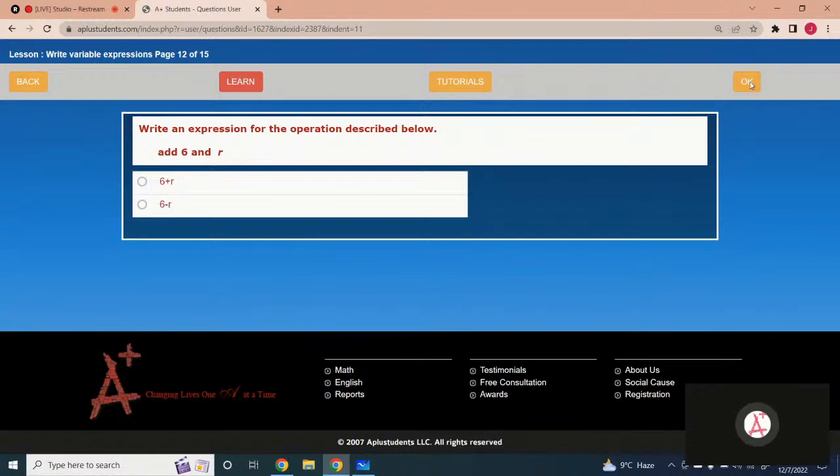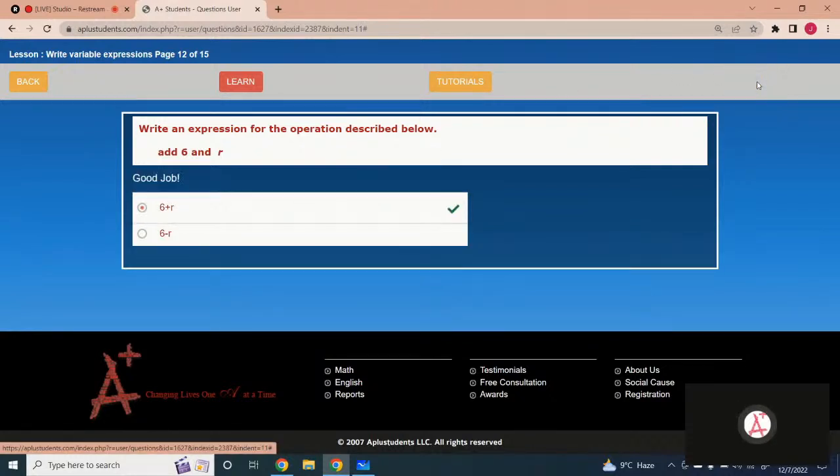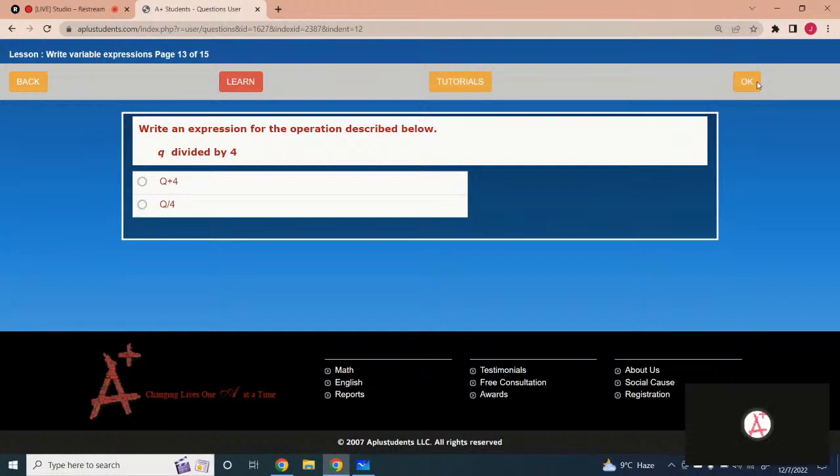Write an expression for the operation described below. Add 6 and R. So which option is the correct one? It would be 6 plus R. Got it? Just select the correct option, then click on the OK button. Very good.